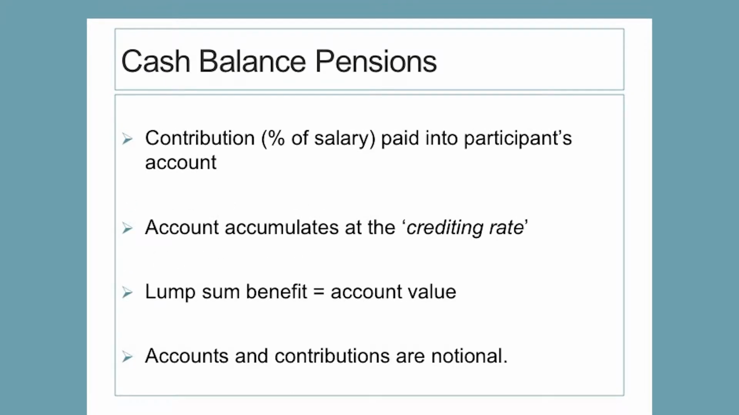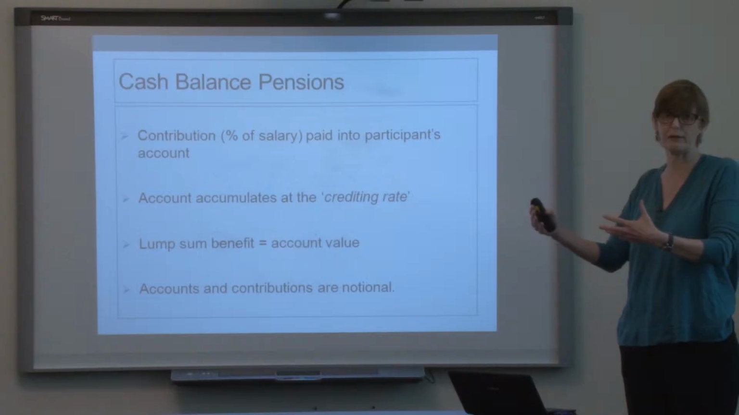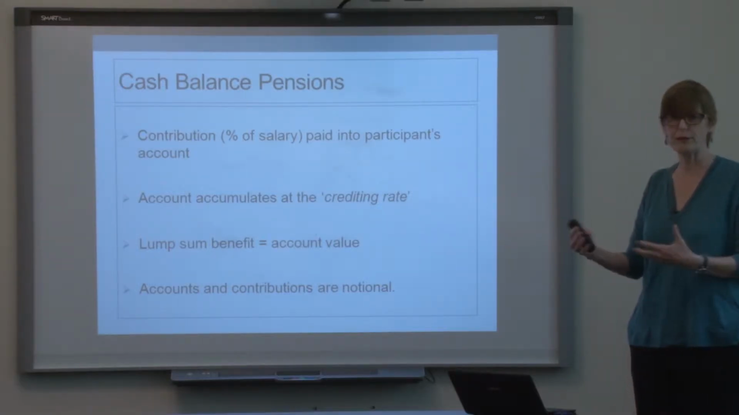So the cash balance pension design, it's almost the simplest possible pension design. There's a level percent of salary contribution paid into a participant account, and that account accumulates at a specified crediting interest rate, and the benefit is just the account value. It's very similar to a defined contribution plan, but there are two key differences. The first key difference is that in the defined contribution plan, the assets accumulate at whatever rate the assets earn. And so there's nothing guaranteed.